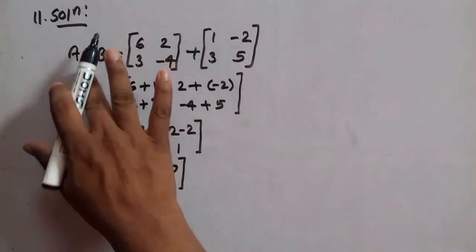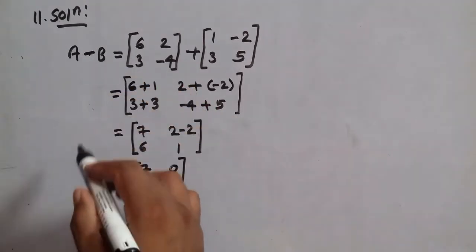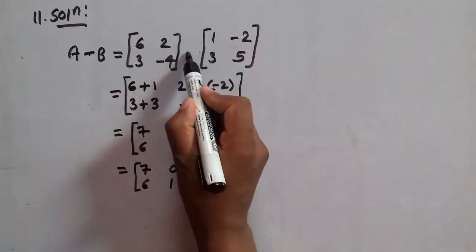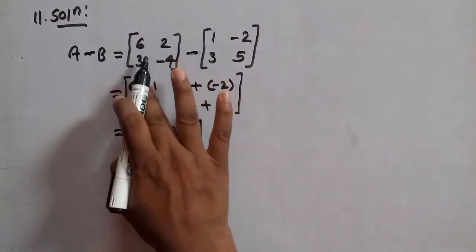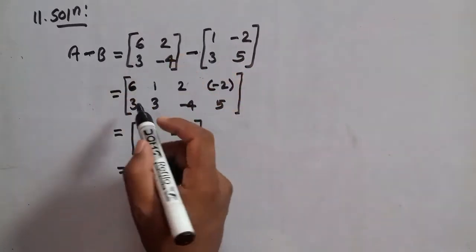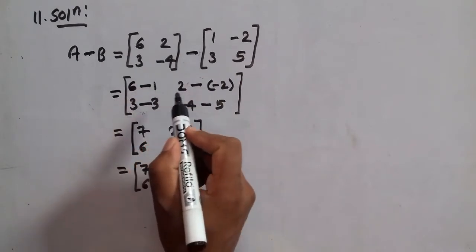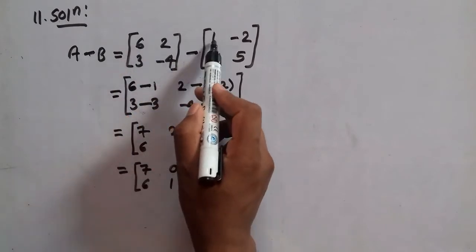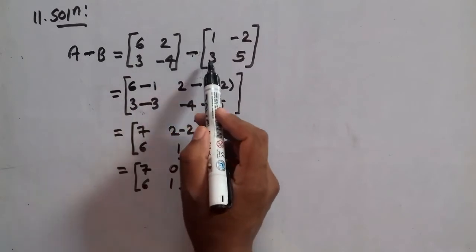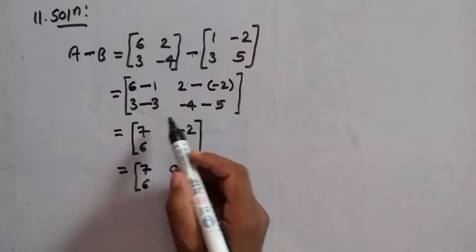And for A minus B, you can write it after A plus B. I am writing it here in the same way so that you can easily see the difference between addition and subtraction. In place of this you have to write all minus, because 6 minus 1, 2 minus this minus 2, then 3 minus this 3, minus 4 minus this minus 5.